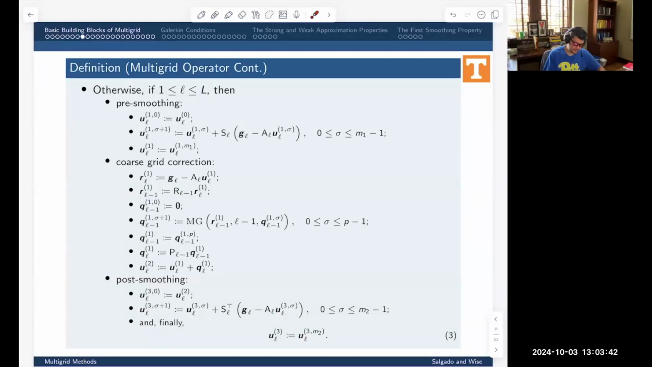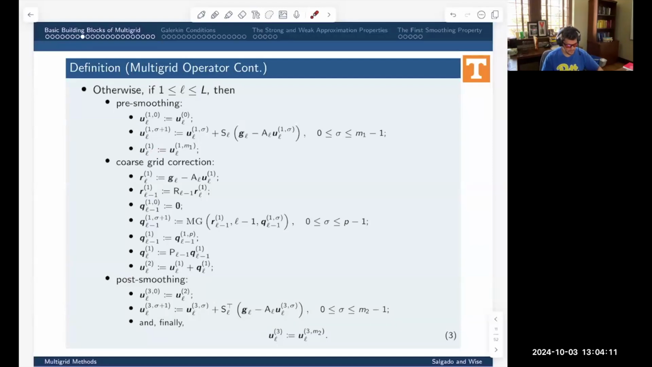So start at sigma 0. So this becomes u_L^{1,1}. Then we go all the way up to M1 minus 1. This becomes u_L^{1,M1}. Once we get u_L^{1,M1}, that's the last iteration that we're going to do in our pre-smoothing step. We're going to give that a new name. We're going to call that u_L^1, u_L superscript 1. So that's the pre-smoothing phase.